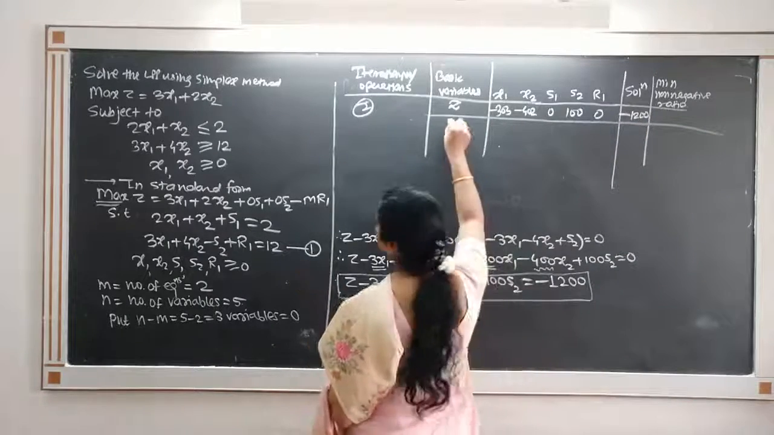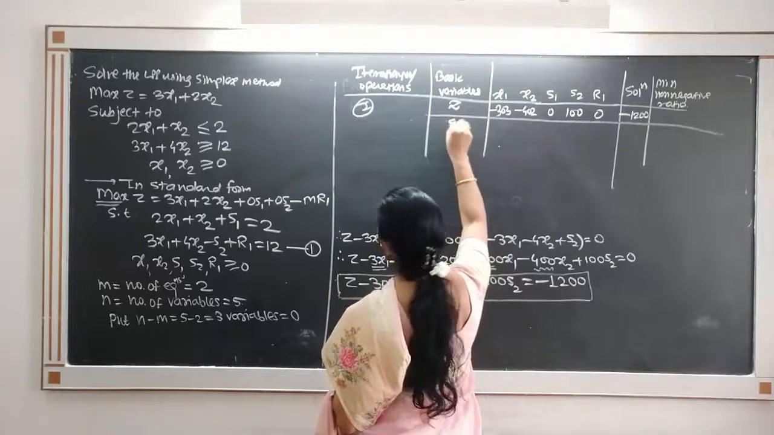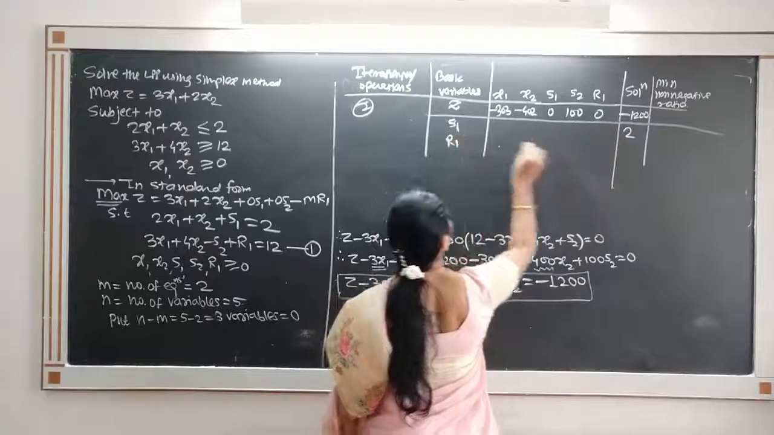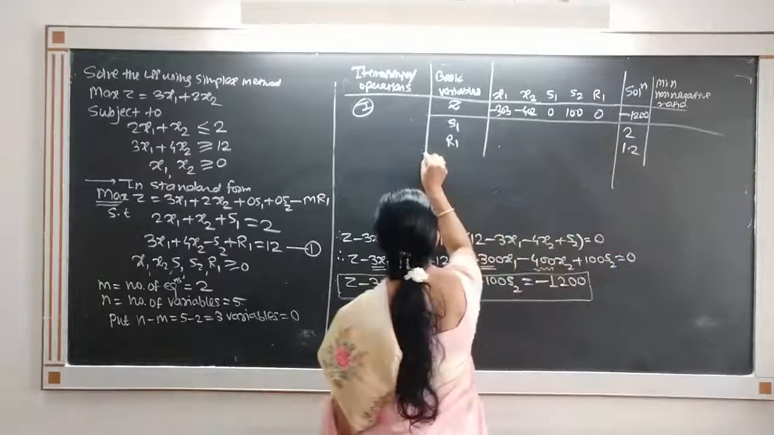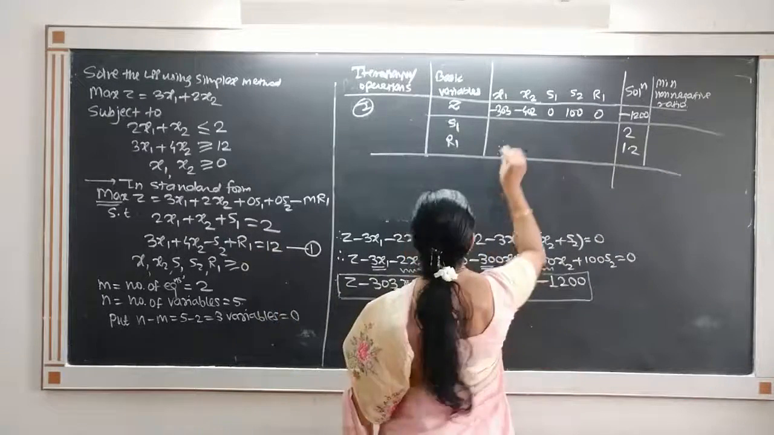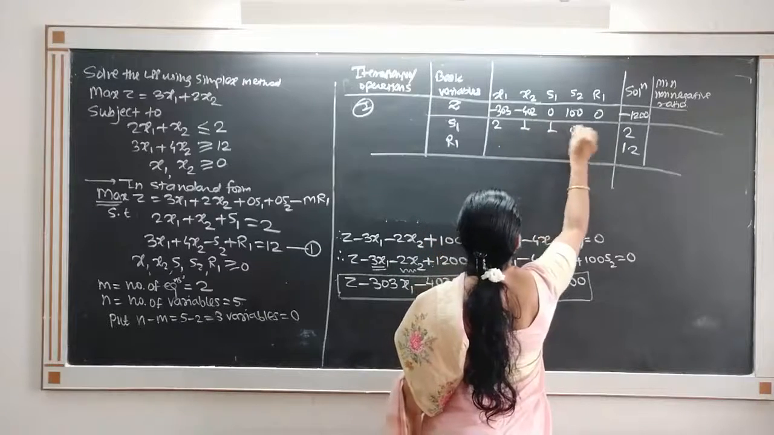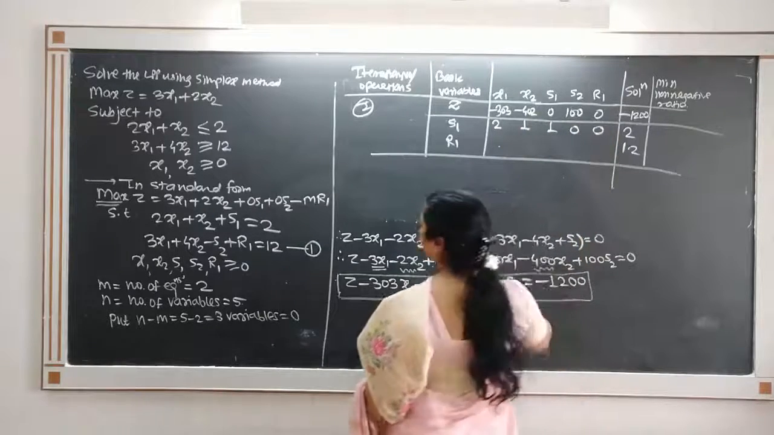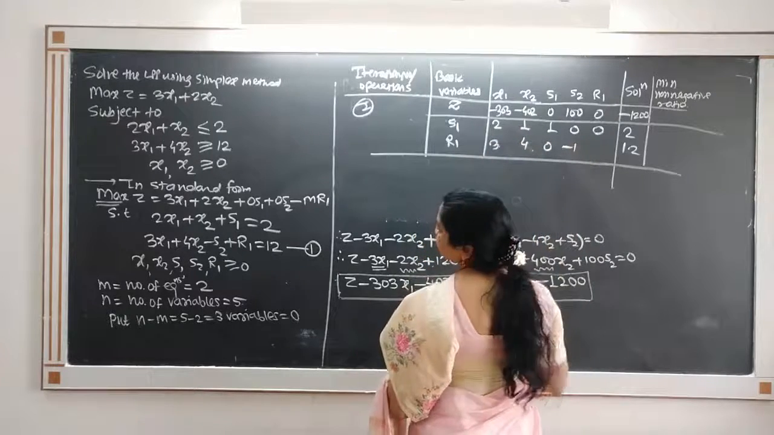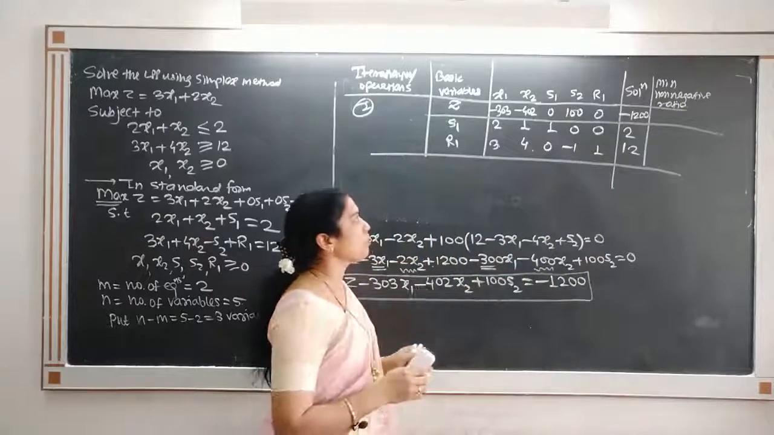Second, the basic solutions: we have s1 is equal to 2 and r1 equal to 12. Write down the coefficients. So first row we get 2x1, x2, s1, other coefficients 0; then 3x1, 4x2 minus s2 plus r1 equal to 12. So this is our first table.